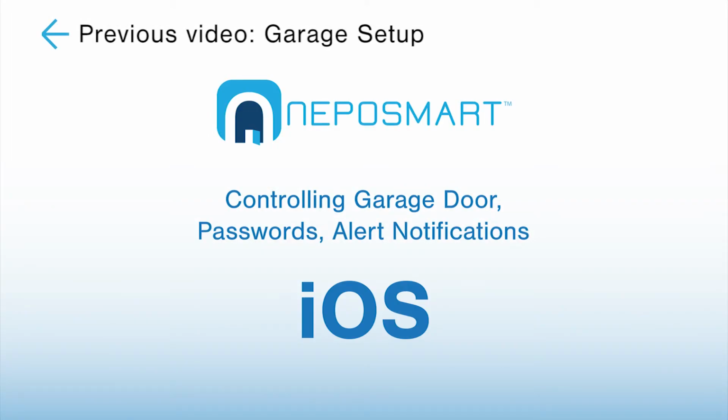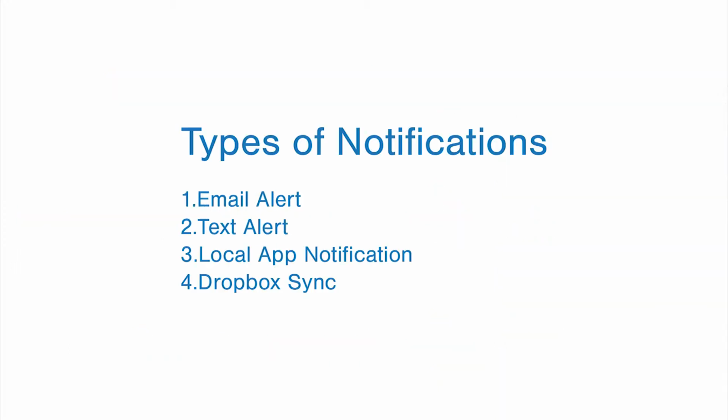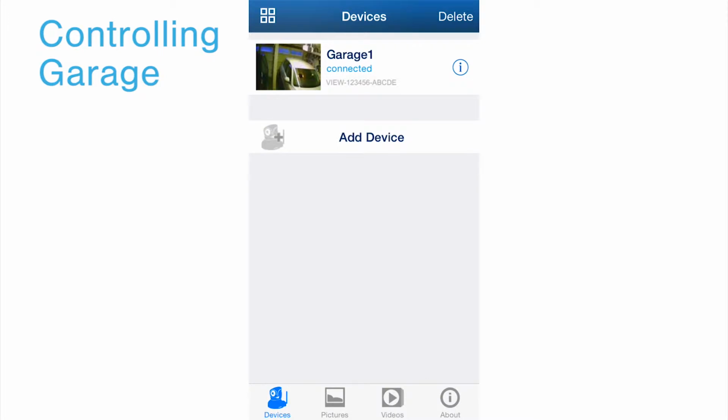So now that we have just set up Neposmart in the garage, we are now back at the Neposmart app. In this video, we will go over the set of passwords that control the security of your camera and garage door controller, plus the different notifications you can set to alert you when your garage door is opened, closed, and when motion is detected.